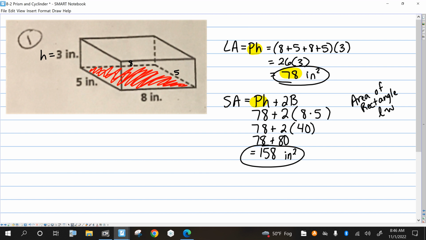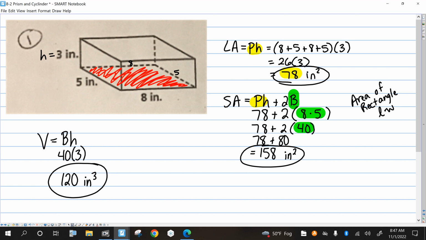Yep, and we're also going to go ahead and find the volume. So the volume is BH, area of the base times the height. So we already know the area of the base is what? 40. If we look back at this formula right here, it also gives it to us. The B was 40, so we could just plug that in. 40 times 3 is 120. And now we need units on this. Inches cubed now because it is volume.